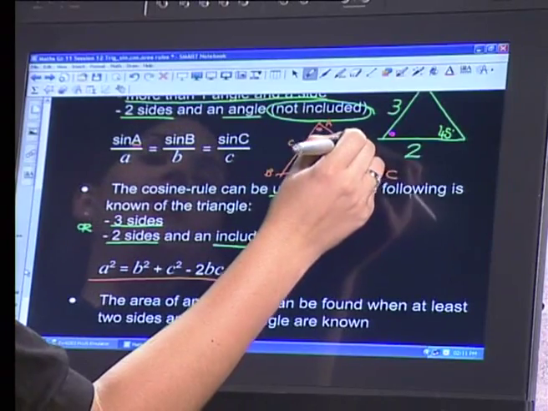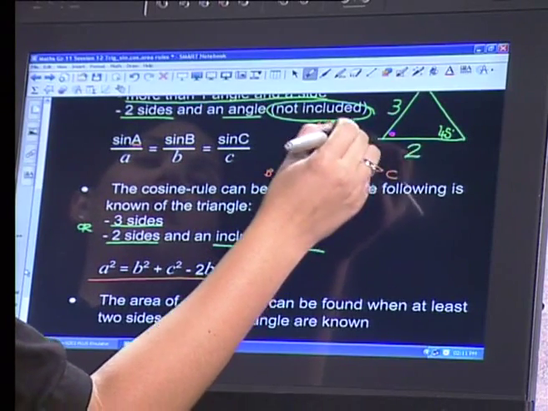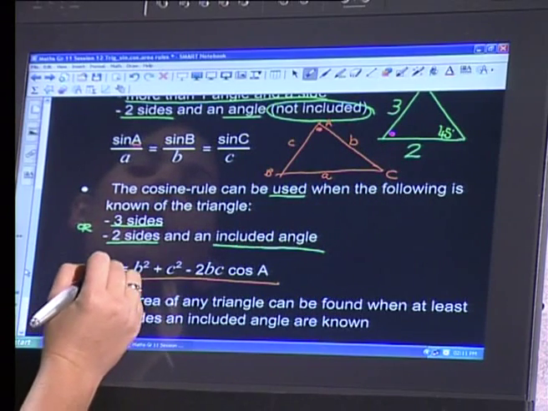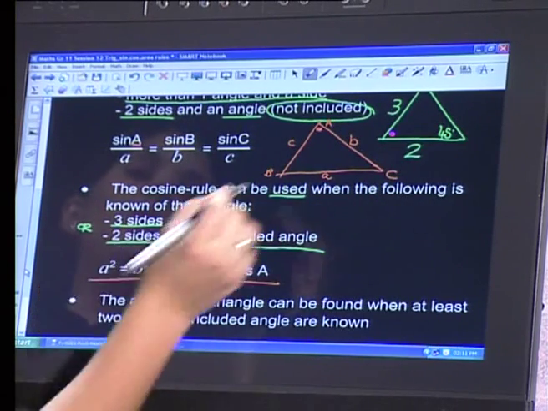Let's have a look if they ask you to find side B. This would mean they want this as the unknown. This is what we need to calculate. But your formula, the subject of the formula is a squared. So let's have a look at what we would do.